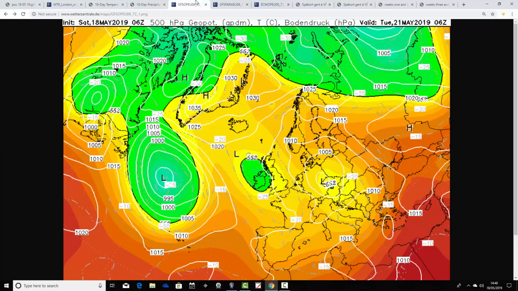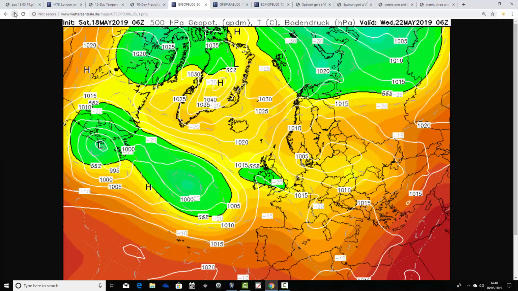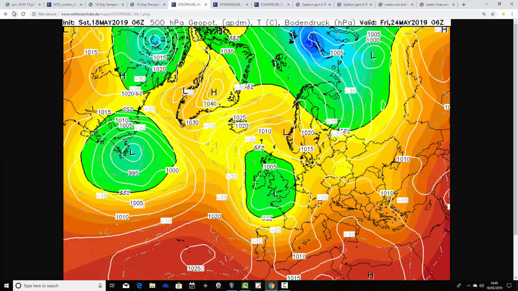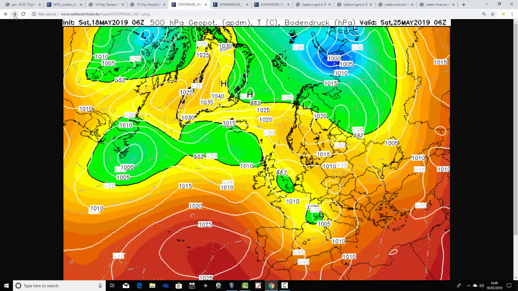This is how the GFS operational run is looking for Tuesday. This will cover my weekend forecast, of course. Rather showery on Tuesday, but a slight bump of high pressure, just a transient little ridge, could give us a better day for Wednesday before low pressure heads in off the Atlantic through Thursday. And that low pressure is right over top of the country on Friday. That will bring showers or longer spells of rain and cooler air from off the Atlantic too.